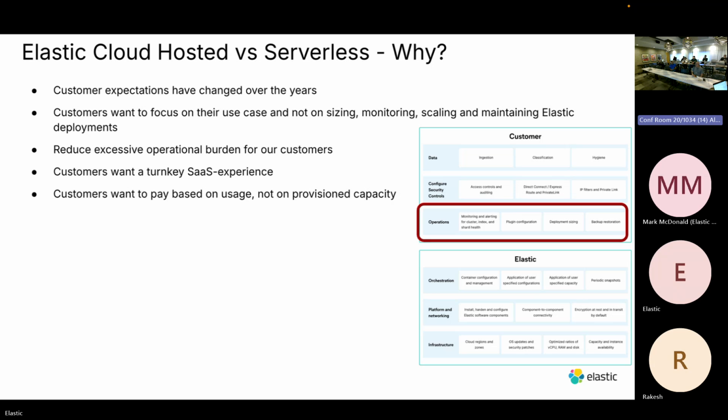And one more interesting thing that we have been observing is that customers want to pay only based on usage. They don't want to pay based on provisioned capacity, right? So we always hear, hey, I'm only using it for 8 hours a day or 12 hours, or it's a spiky workload. I don't want to pay for the whole time, right? So those are some of the reasons why we thought about serverless, because we wanted to be customer first, right? And that's where everything else comes later in terms of the overall customer journey.